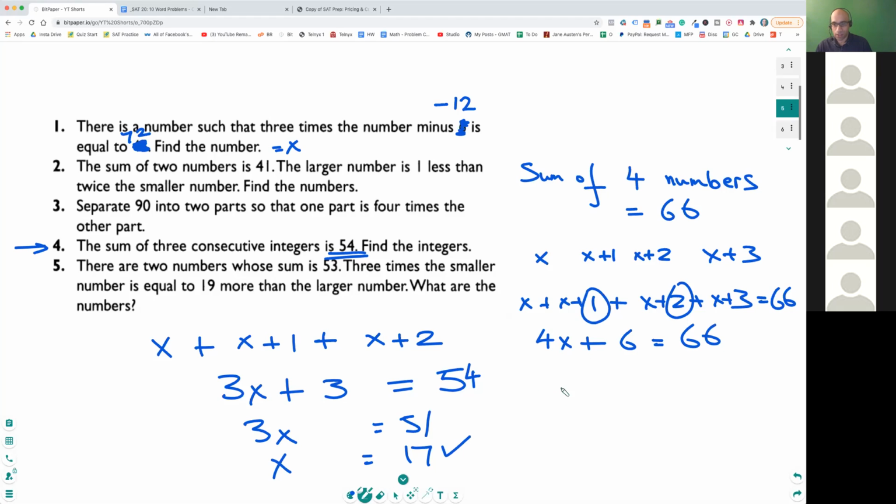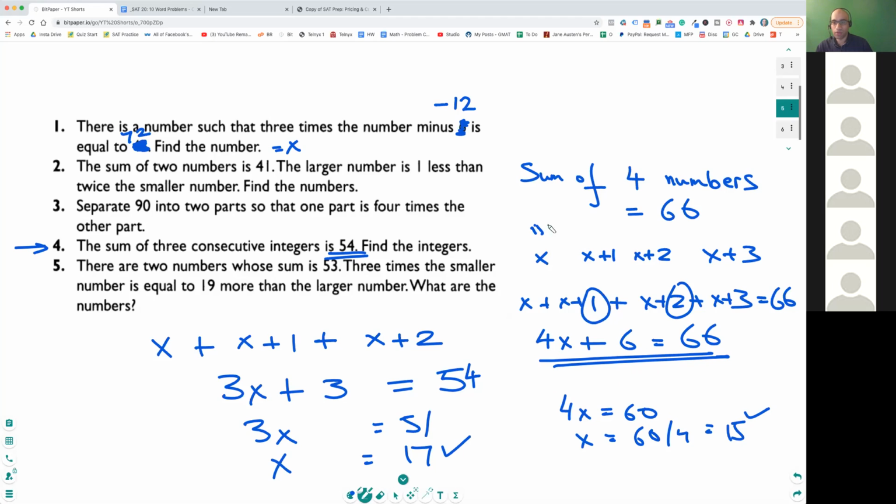Now you can solve this. Try to solve this equation. If you're having trouble with solving this, just email me, and I'll give you some drills to work on so your calculation skills will get better. But all you do is subtract 6, so this becomes 60. 4x is equal to 60, and so x is equal to 60 over 4, which is 15.